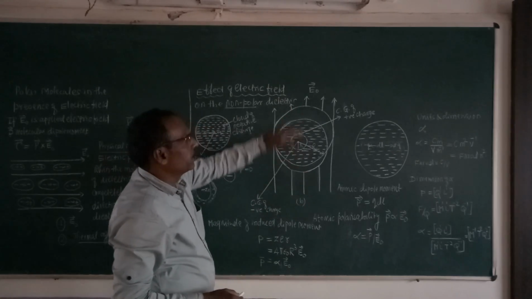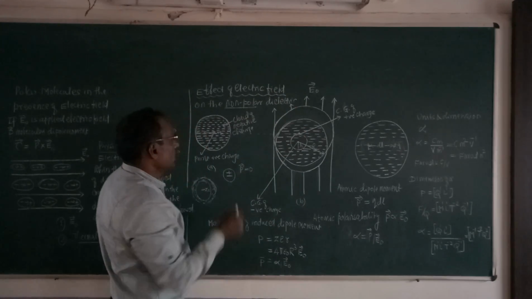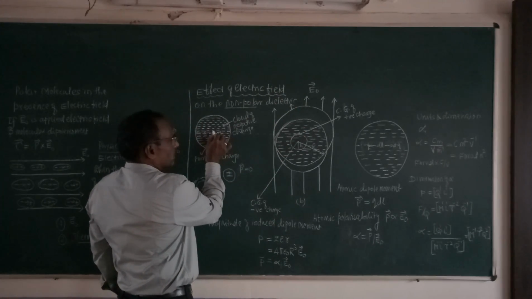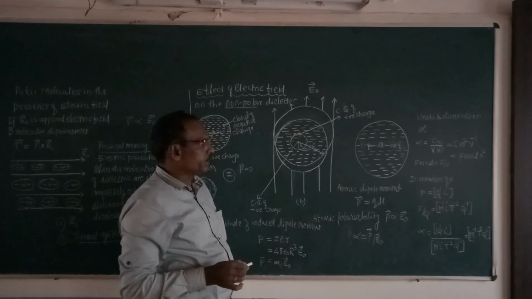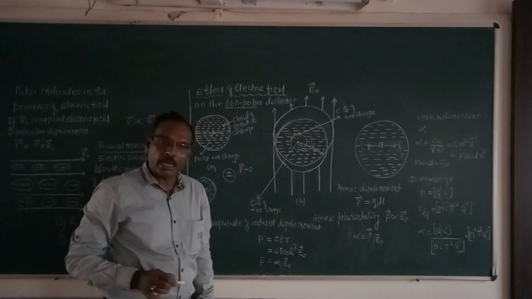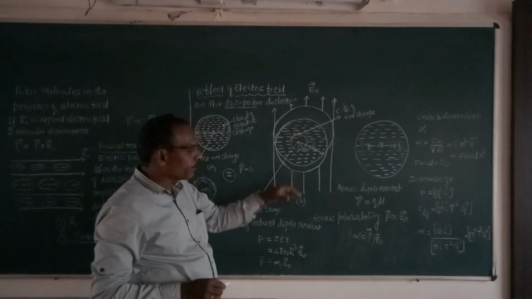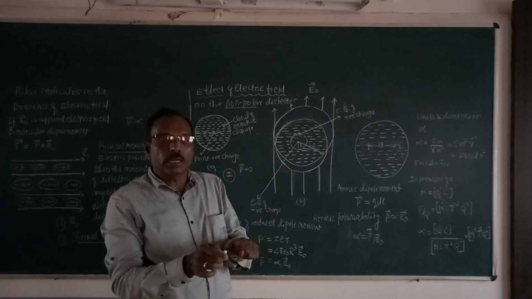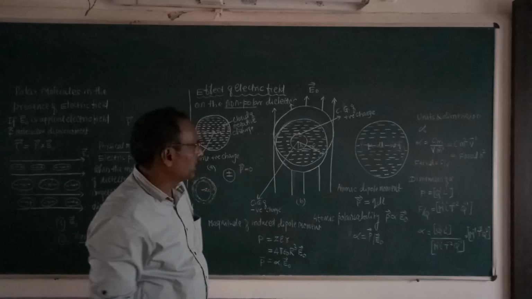This is the negative side and say this is positive. It is acting in this direction. So when this molecule is subjected to an electric field, the center of gravity of positive charge and the center of gravity of negative charge relatively displace from each other.